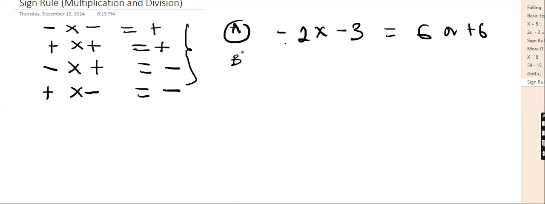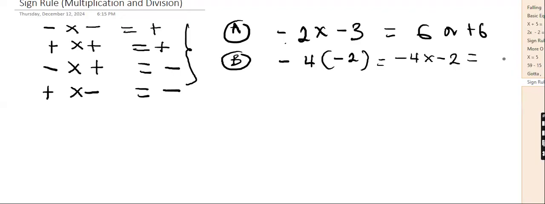So let's give the second one a shot. If I have minus 4 brackets minus 2, a bracket means multiplication. This is as good as writing minus 4 multiplied by minus 2. So in this case, 2 times 4 is 8, and minus times minus is plus. So I'll get a positive number.